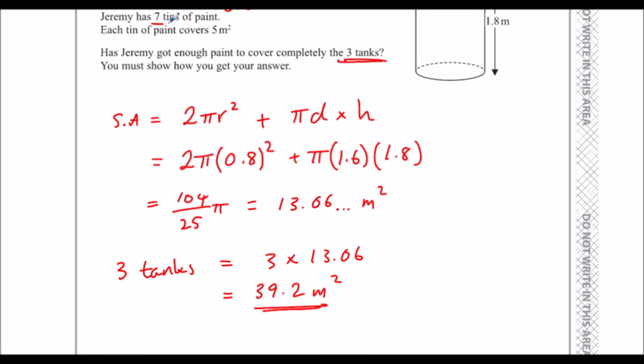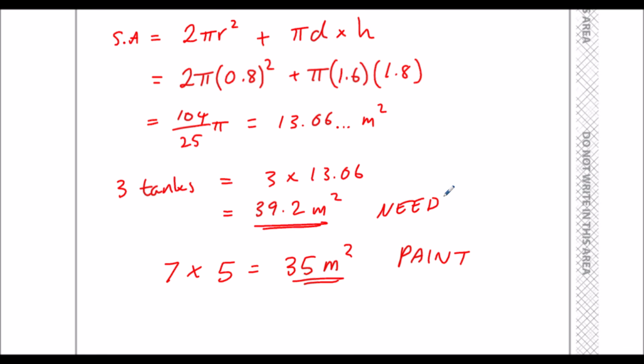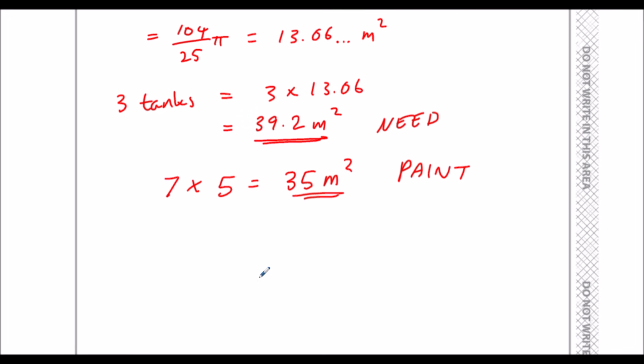We've got 7 tins of paint. Each tin covers 5 meters squared. 7 tins, 5 meters squared each. That's 35 meters squared. So that's how much paint we've got. This is how much we need. So do we have enough? No, we don't. We need 39.2 meters squared. We've only got 35 meters squared, so we don't have enough.